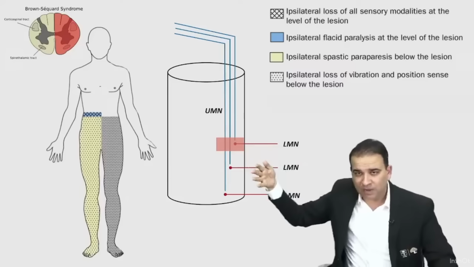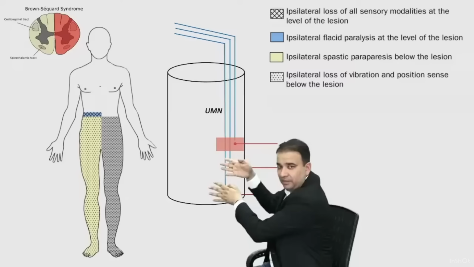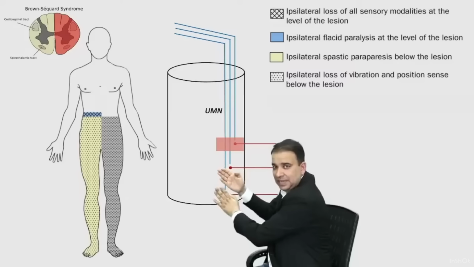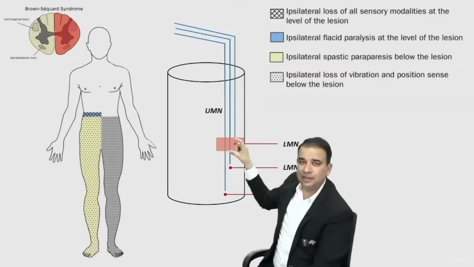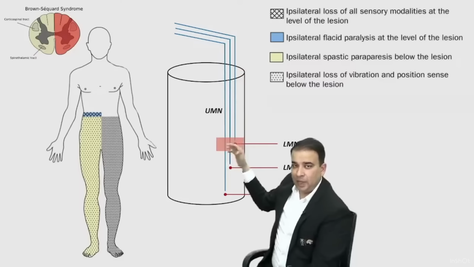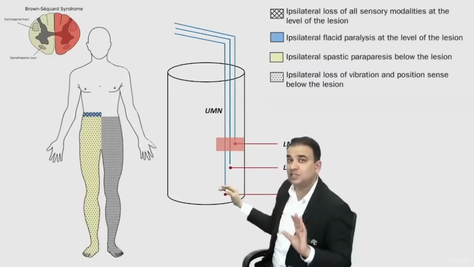But the spinothalamic tract fibers entering from below, imagine these are the lateral and anterior spinothalamic tracts entering here, they are safe till here, then they decussate, go here, safe here, and then go safely above. So they skip that part. That's why on the ipsilateral side, there is no loss of pain and temperature below the level of lesion.